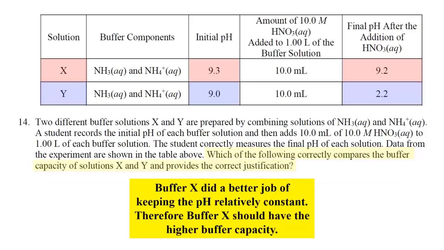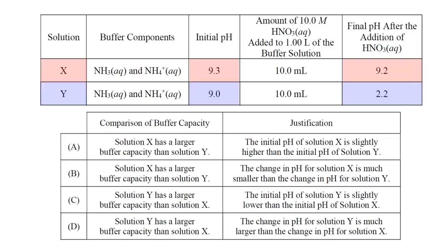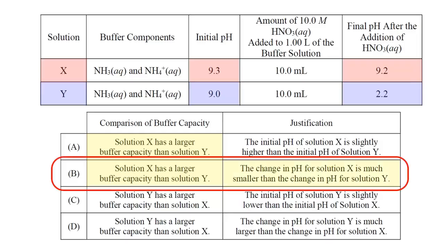So here's our conclusion. Buffer X did a better job of keeping the pH relatively constant, so therefore we can assume that buffer X should have the higher buffer capacity. It was better at maintaining a relatively constant pH. Now, looking at our 4 answer choices, we're looking for solution X having a larger buffer capacity than solution Y. So the correct answer is either A or B. And with respect to the justification, it's not about the initial pH, it's about that relatively small change in pH. So the correct answer is choice B.